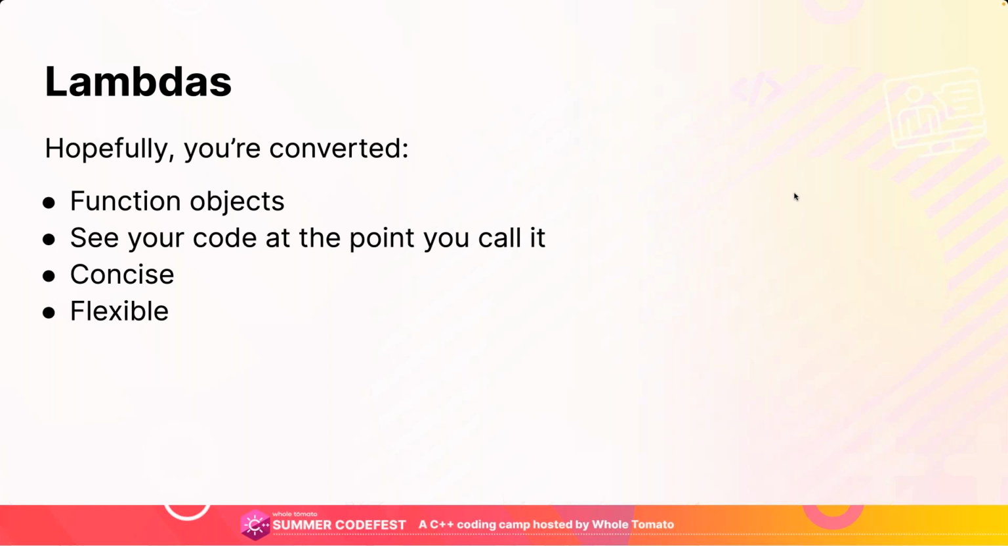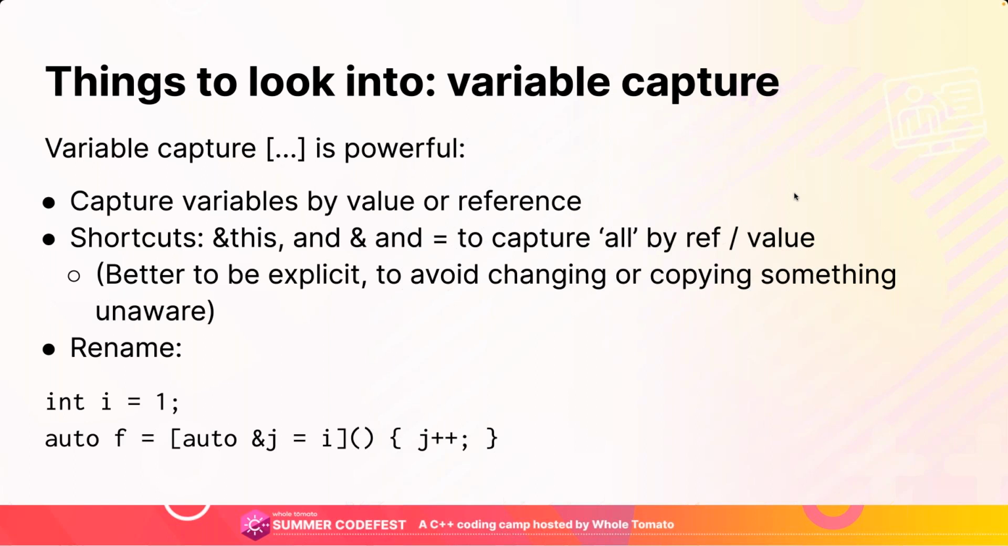So hopefully with this, you're converted. Lambdas are just function objects. You see your code at the point you call it. They're concise and flexible. There are a few things that can be looked into. Variable capture I went over very, very swiftly, and it's quite powerful. You can capture variables by value or by reference, and reference, of course, can be very handy if you want to write back to the variable.